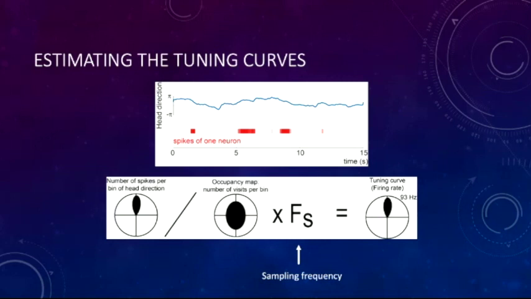You multiply it by the sampling frequency of your signal, in this case, the sampling frequency of the video, right? This is what you have. This is the information you get in time. And at the end, that results in an actual tuning curve. And in this particular case, the cell fires at more than 90 hertz when the animal faces the north direction. All right? Simple, but at least I wanted to make it clear.